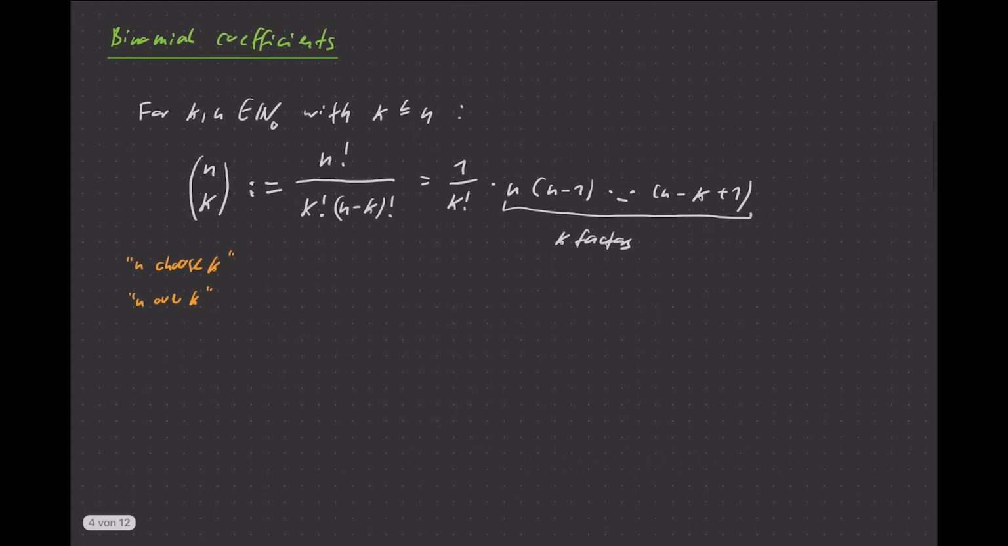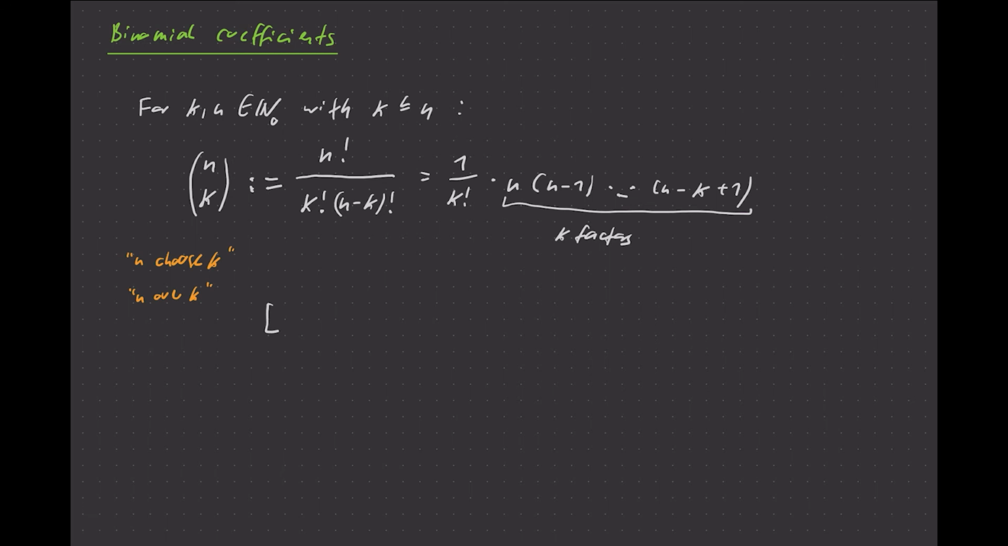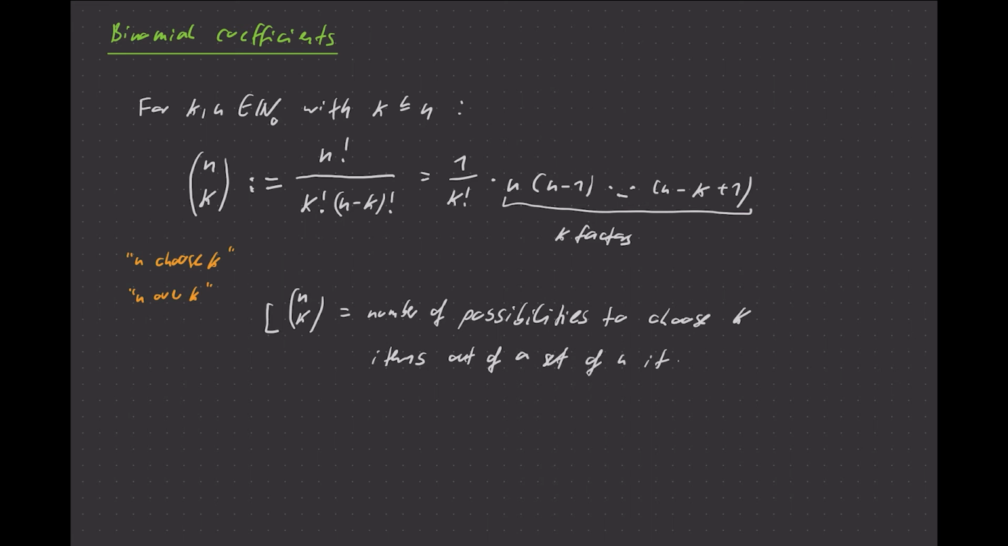And in combinatorics, again, this plays an important role. This n over k is the number of possibilities to choose k items out of a set of n items.